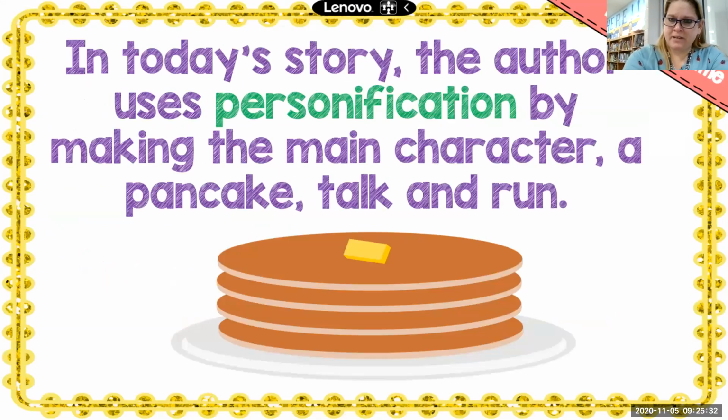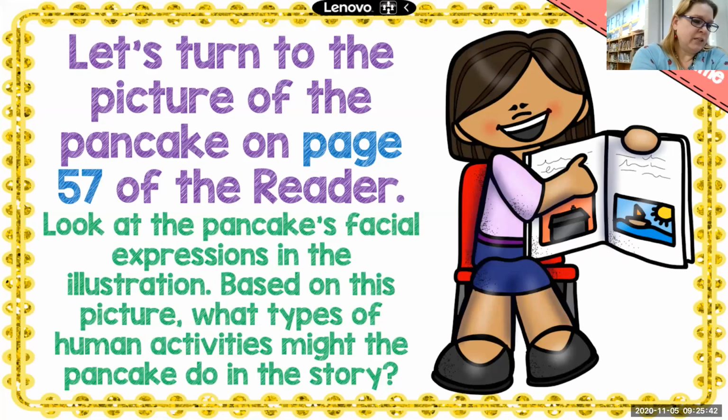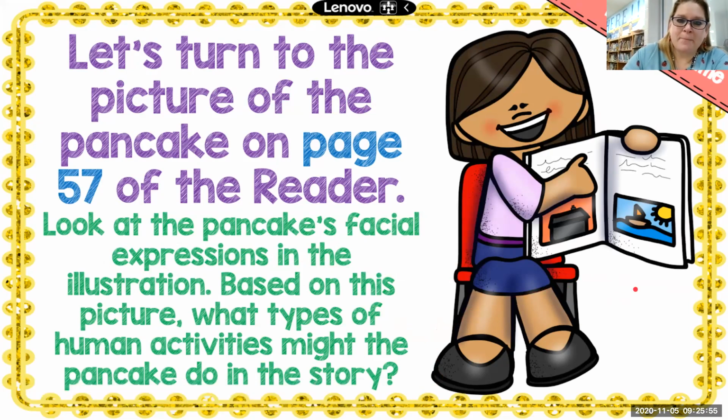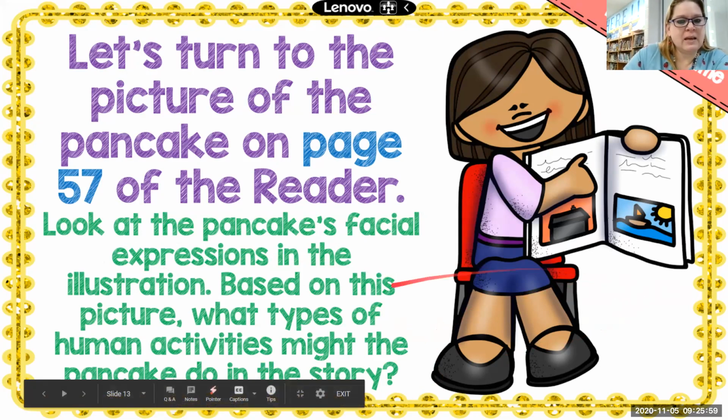In today's story, the author uses personification by making the main character, which is a pancake, talk and run. So let's look at the picture on page 57 of the reader. And we're going to pay close attention and look at the pancake's facial expressions in the illustration, okay? And based on this picture, what type of human activities might the pancake do in the story?